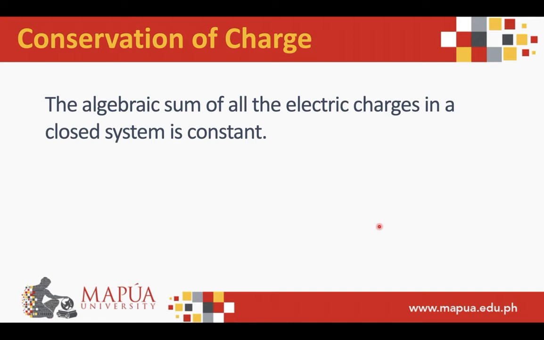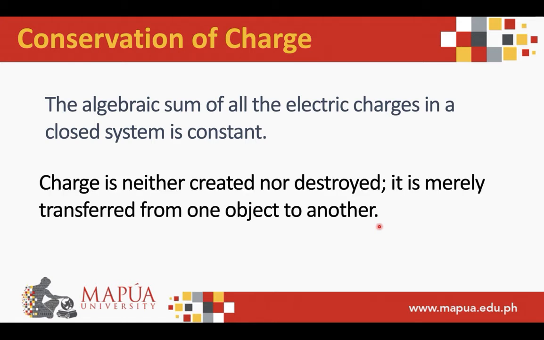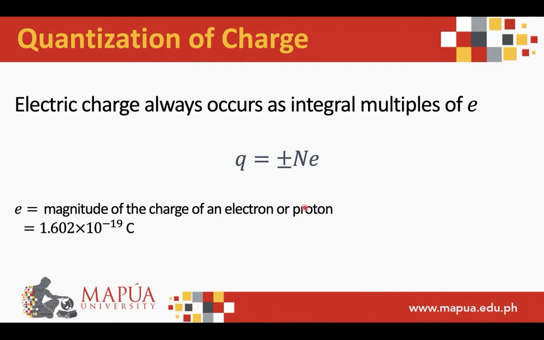The conservation of charge states that the algebraic sum of all the electric charges in a closed system is constant. Charge is neither created nor destroyed. It is merely transferred from one object to another. Electric charge always occurs as integral multiples of e, which has a value of 1.602 times 10 to the negative 19 coulombs.